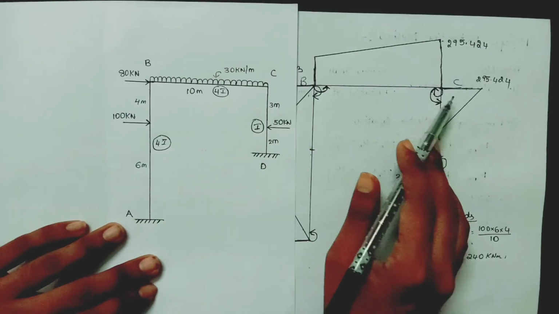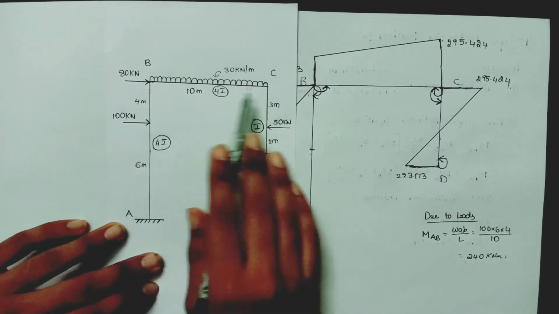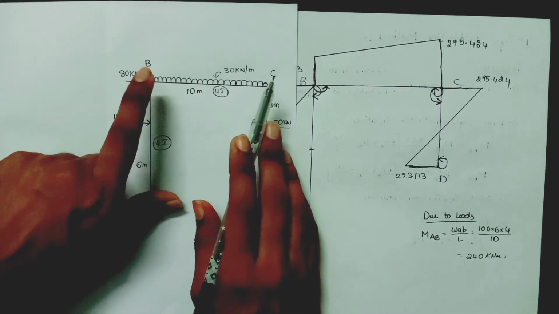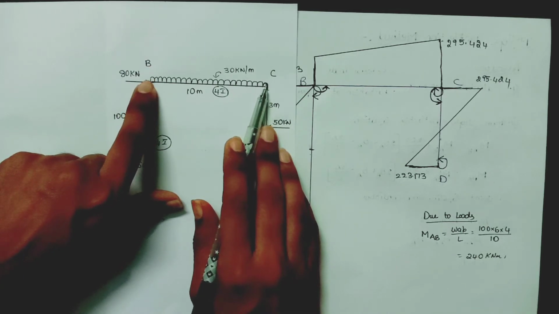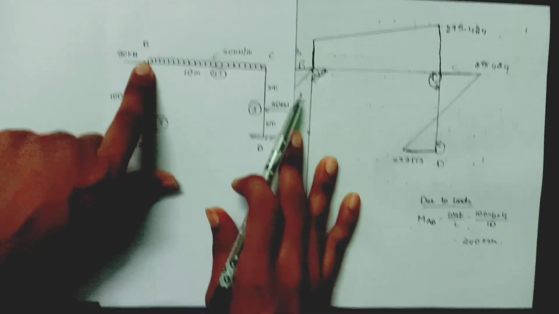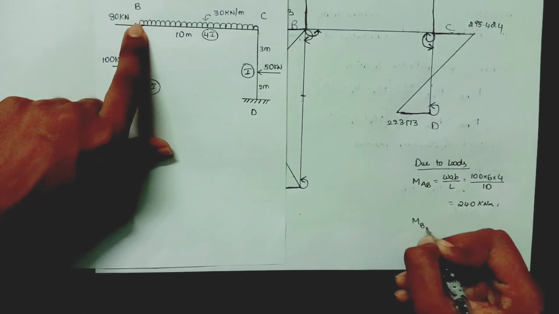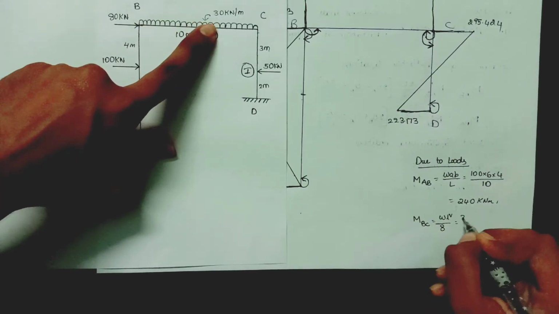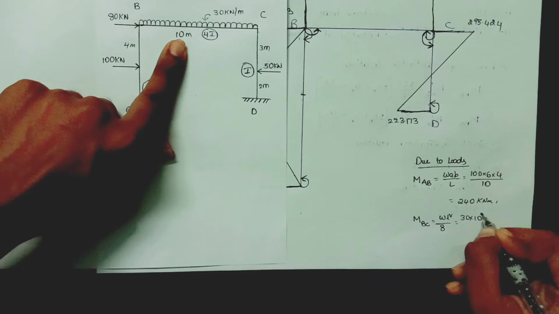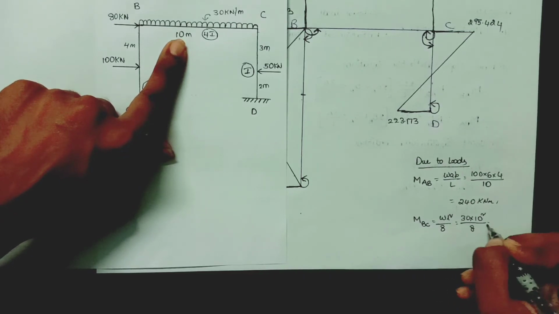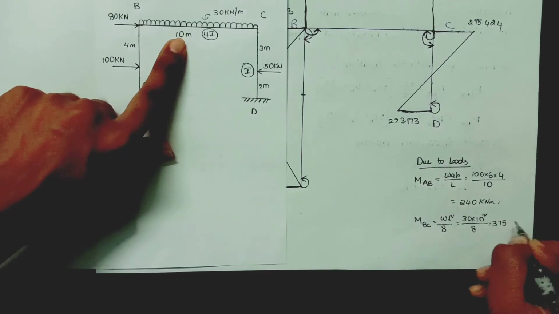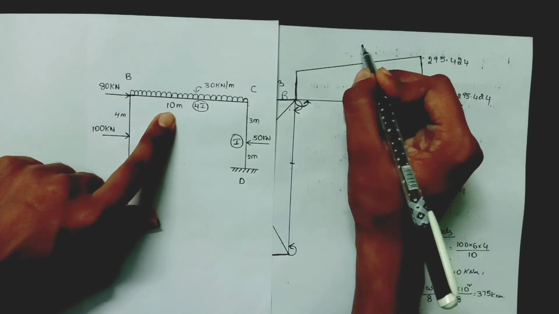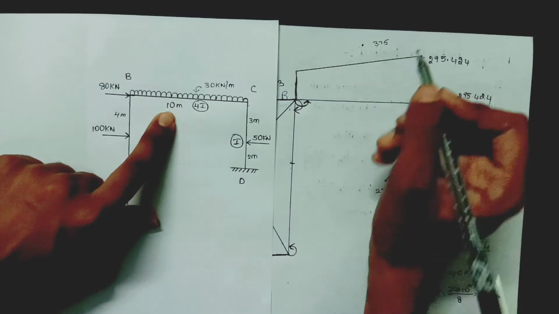Coming to member BC. So what are the loads on the member BC? Treat the member BC as a simply supported beam having UDL over the entire span. So the moment MBC is WL square by 8. W means 30 and the length is 10 meters. So WL square by 8, the value is 375 kilonewton meter. Now I am indicating 375 somewhere here. So this is 375 kilonewton meter.